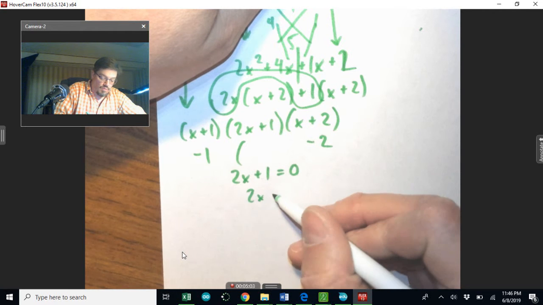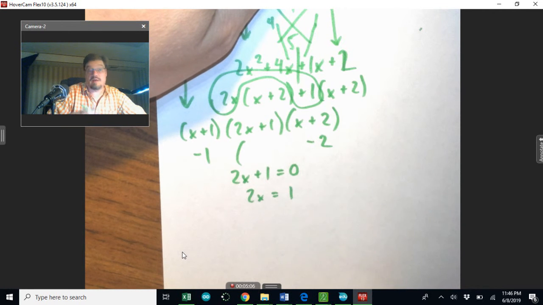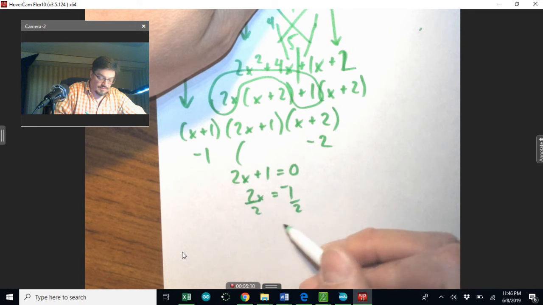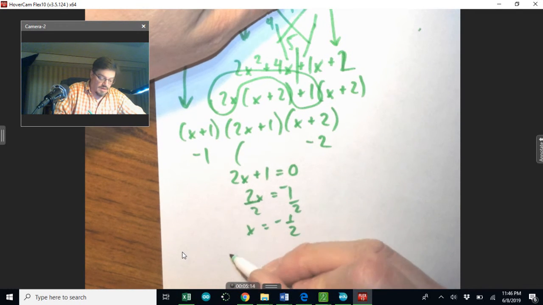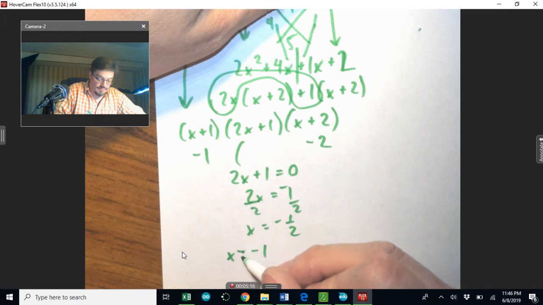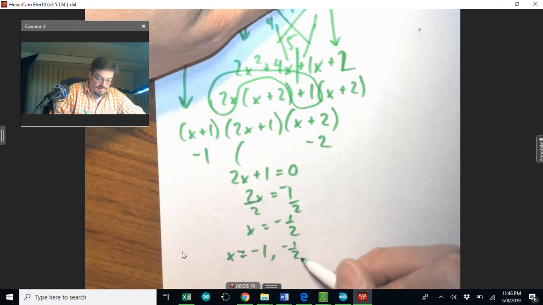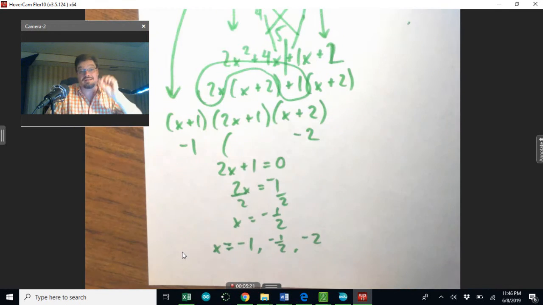But I'm going to be moving that 1 over to the other side. Then I will divide by 2. But he's got to become negative. So dividing by 2, I get x equals negative 1/2. So there's my other guy. All right, so I have x is negative 1, negative 1/2, and negative 2. Those are the 3 locations where the polynomial hits the x-axis.